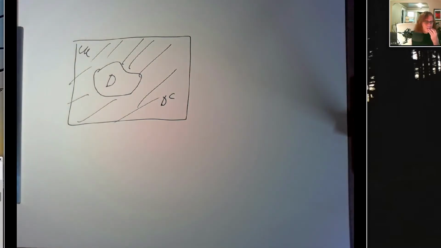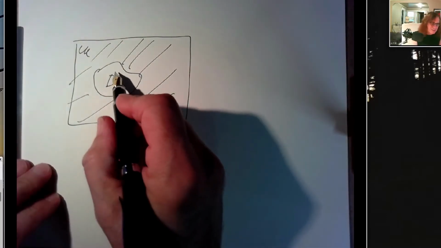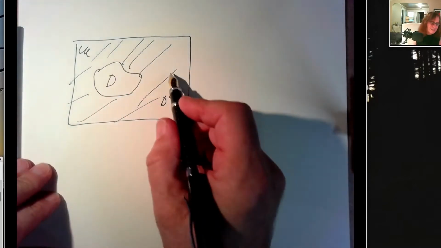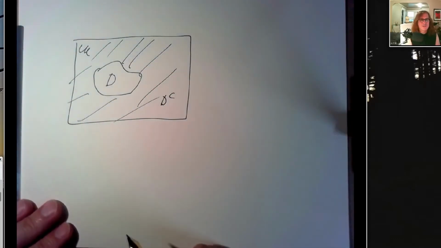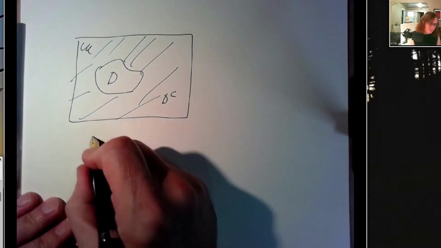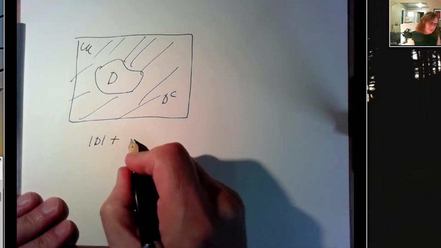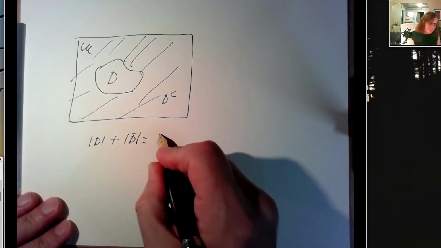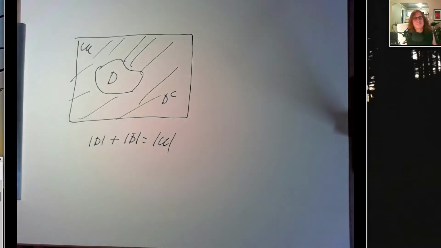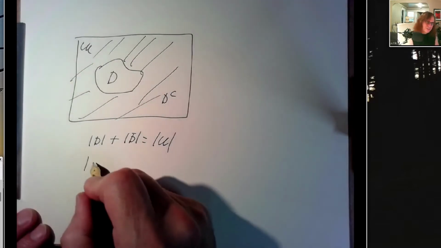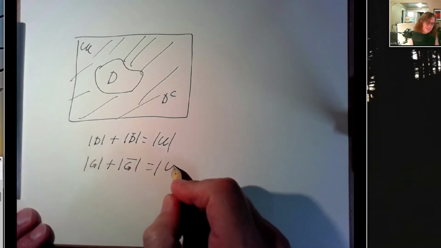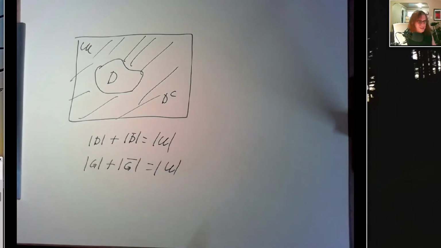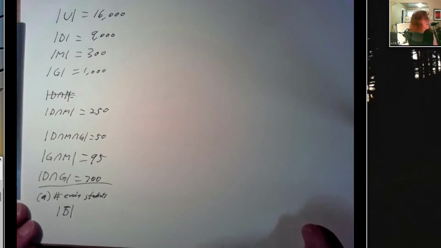Well, the way that sets work, however many things we have in this set, and however many things we have outside this set, if we add those together, we should get the entire universe. So we have a pretty simple rule. The cardinality of D plus the cardinality of D bar should be the cardinality of the universe. And this is true for any set in here, so the cardinality of the graduate set plus the cardinality of the complement of the graduate set will be the cardinality of the universe. So our first few questions, we can use that basic idea.